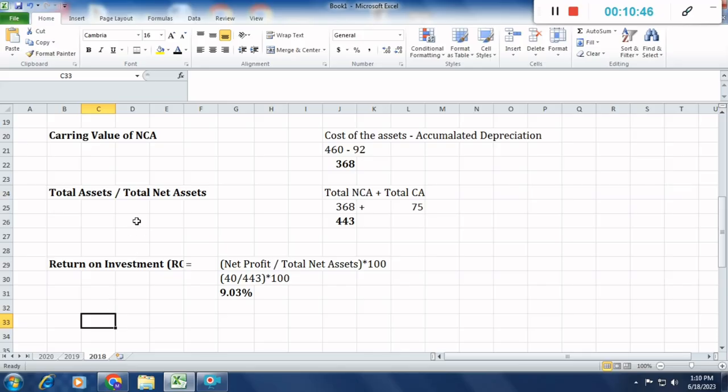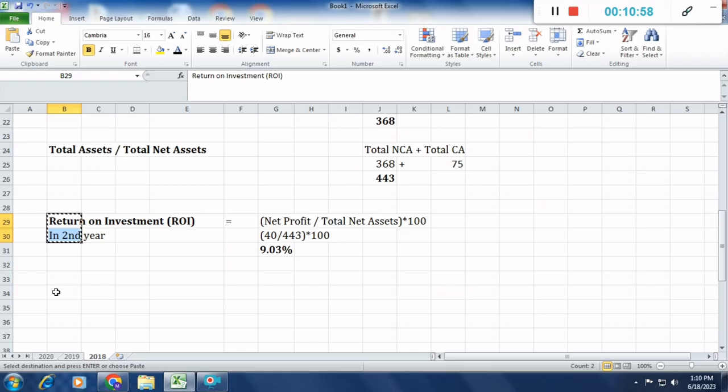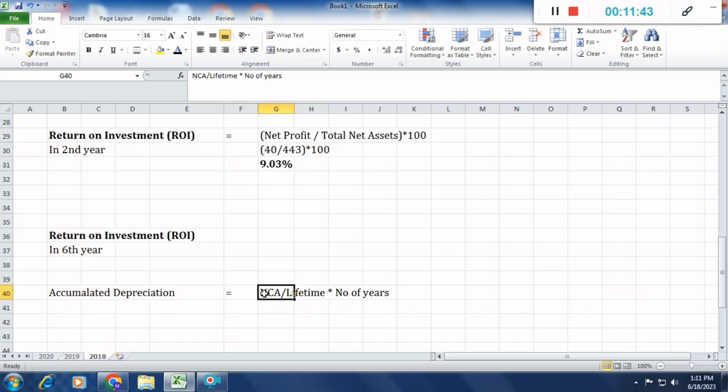Now we have calculated return on investment in second year. Now we are moving to calculate return on investment in sixth year. So first we have to calculate the accumulated depreciation for the sixth year. So accumulated depreciation equal value of non-current assets divided by lifetime into number of years, we need 6 year depreciation.